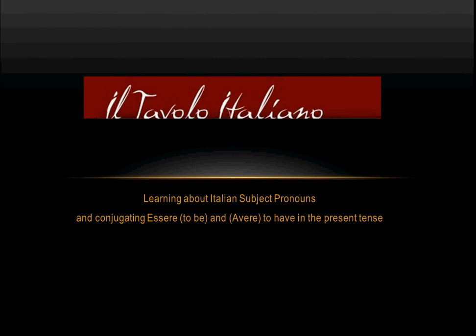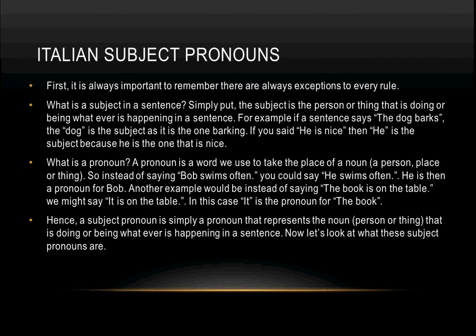Today in Learning Italian a little bit at a time, we're going to be learning about the Italian subject pronouns and conjugating essere, to be, and avere, to have, in the present tense. First, it's always important to remember that there are always exceptions to every rule.